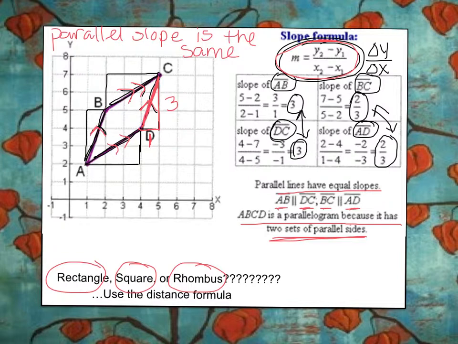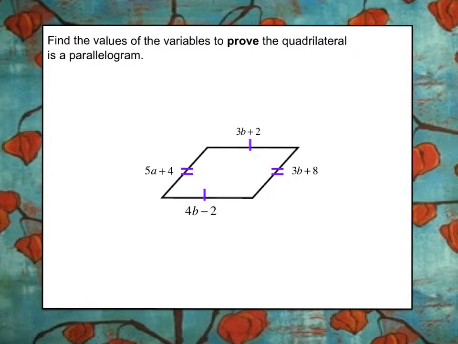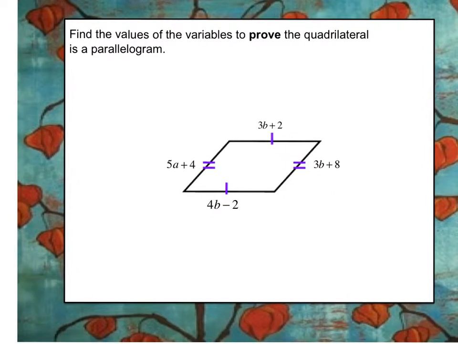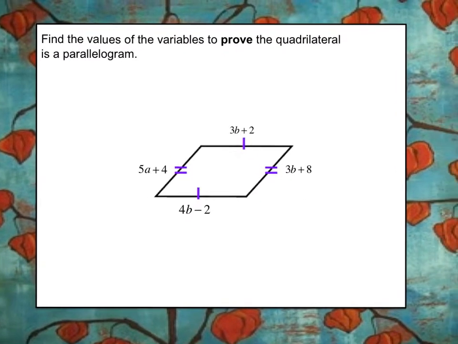Okay, let's go ahead and take a look at one more example. For this example, we want to find the values of the variables to prove the quadrilateral is a parallelogram. Remember, a parallelogram has two pairs of opposite parallel sides, and it has 2 acute angles and 2 obtuse angles. Since these sides are parallel, they are also congruent.